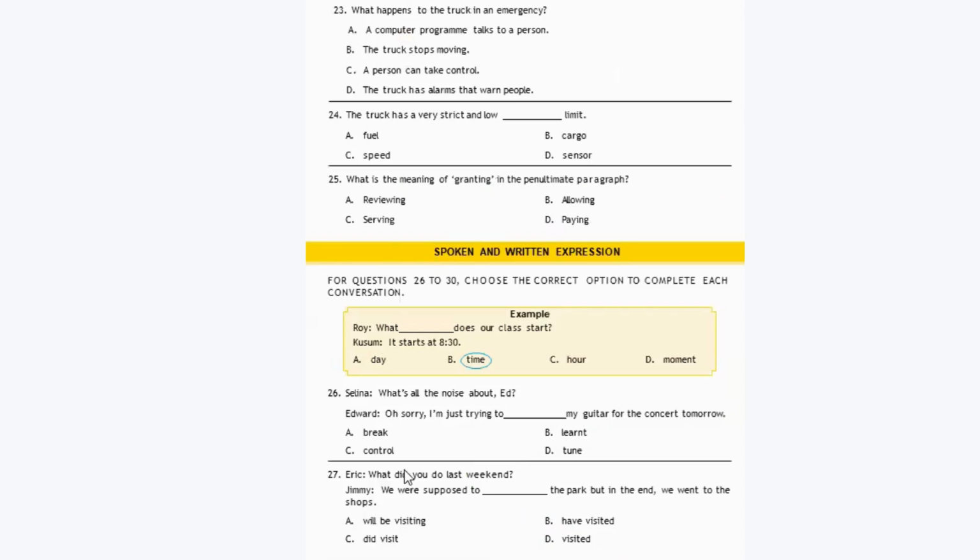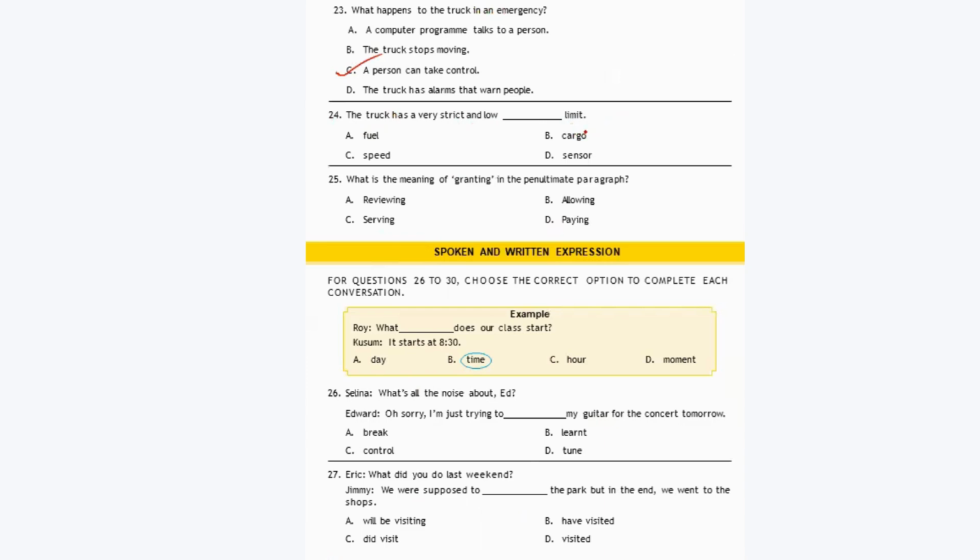Now, the next question is, what happens to the truck in an emergency? In case of emergency, a person can take control. So it's option C. The truck has a very strict and low speed limit.